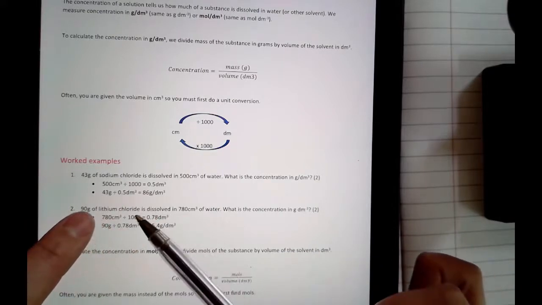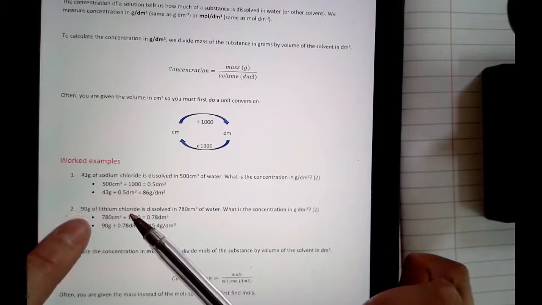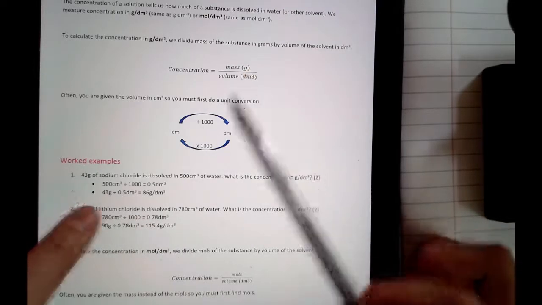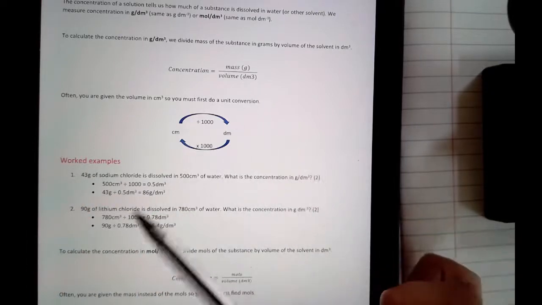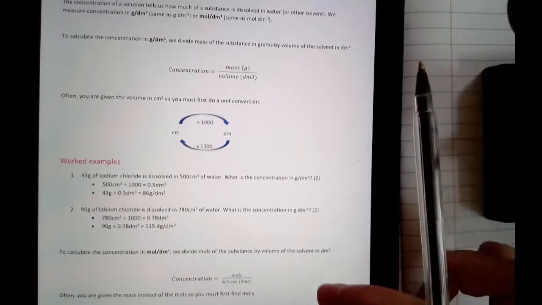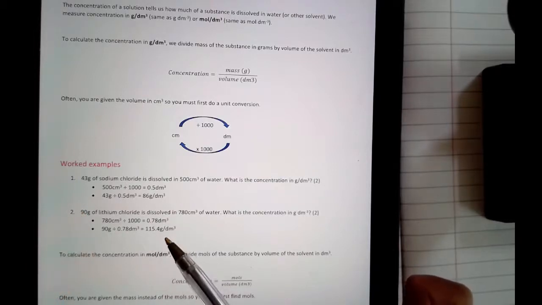Below, something similar. I'm moving from sodium chloride to lithium chloride. It doesn't affect how I'm doing this. 90 grams, so again, I've got my mass in grams straight away, but again, I've got my volume in centimeters cubed instead of decimeters. The unit conversion is the same. I divide by 1000, I get my answers in decimeters cubed, and now that I've got something in grams and something in decimeters cubed, I'm dividing to get my concentration.